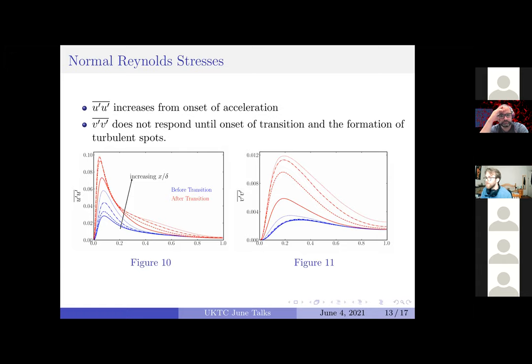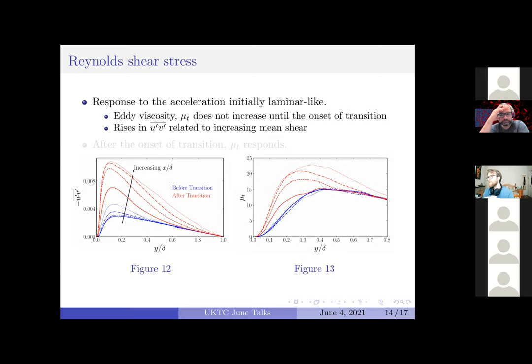I'd now like to cover the Reynolds shear stress. What you can see in the first figure is the development of the Reynolds shear stress. And you can see how you get a kind of mild development in that initial phase. And what's quite interesting is if you look at the eddy viscosity, it doesn't respond at all. And that indicates that the increasing Reynolds shear stress is actually related to the increasing mean shear associated with the acceleration and that new boundary layer. And this emphasizes the laminar-like response of the flow to that acceleration. And then it's only once you get the formation of those new turbulent structures that you actually see the eddy viscosity beginning to respond at that point.